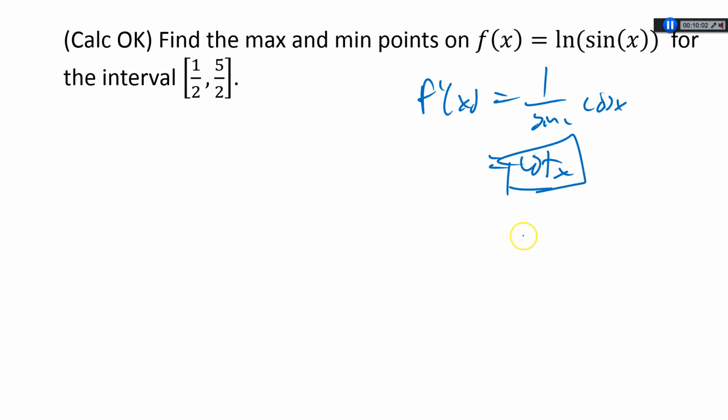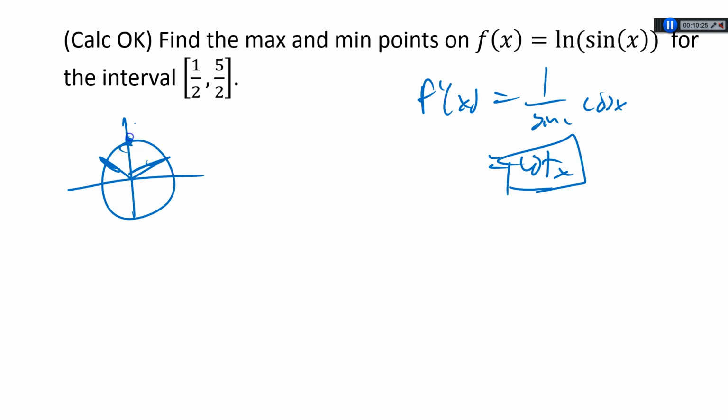Now what I know is, so cotangent x, I'm going to find out when it's 0 or undefined, and then that's going to put me back into my original function, which will tell me if it's a max or a min. So what I'm going to do is think about cotangent x between 1/2 and 5/2 and see are there any zeros or anything like that. Well, 1/2, think about the unit circle. 1/2 radian is like over here somewhere. 5/2, that's 2.5, it's like over here somewhere.